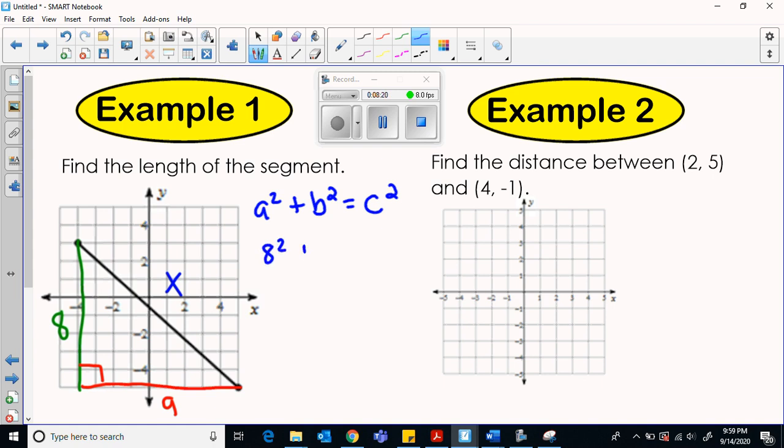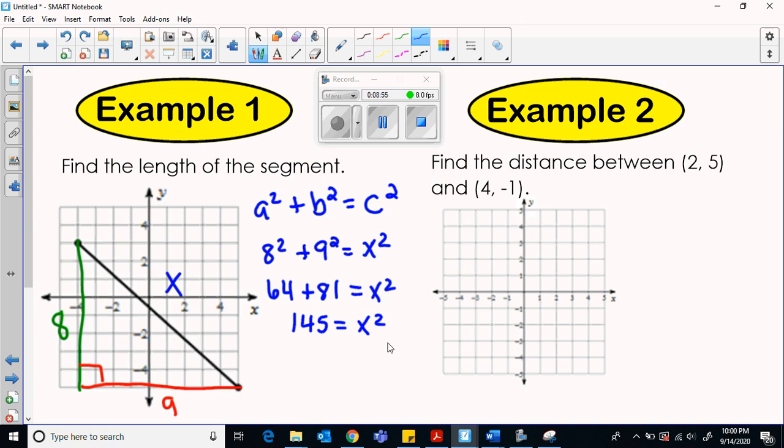So we got 8 squared plus 9 squared equals, oops, sorry, equals x squared. And let's work that out. So we get 64 plus 81 equals x squared. And then here we're just going to add everything up. So we do 64 plus 81, which is 145. So 145 equals x squared.